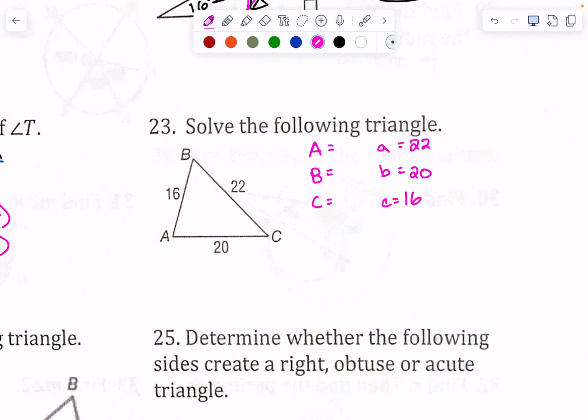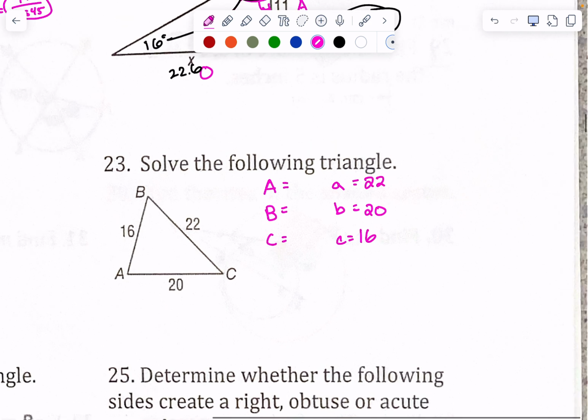All right, so here's the deal. We are solving for an angle. Which one do you want to solve for? A? Sure. We're solving for angle A. We have three sides and one angle involved, so we have to use the law of sines, no, cosines. Law of cosines.